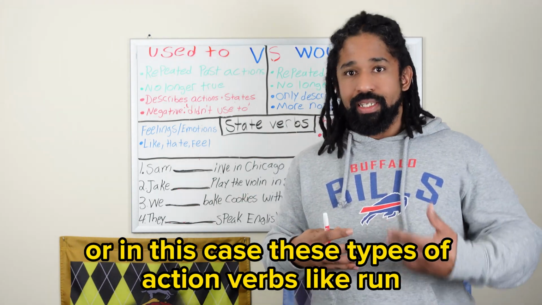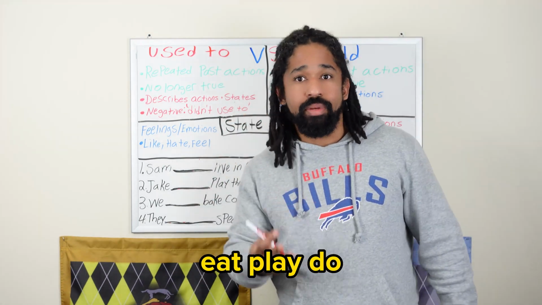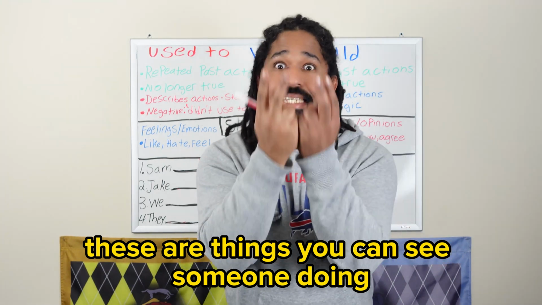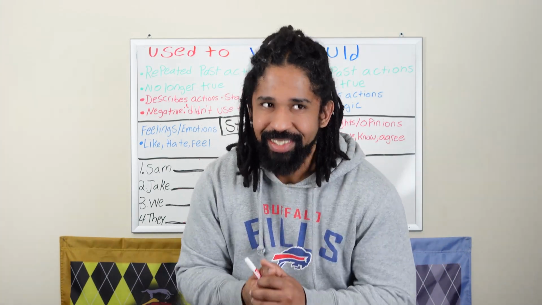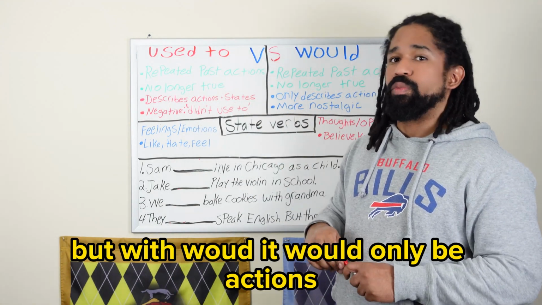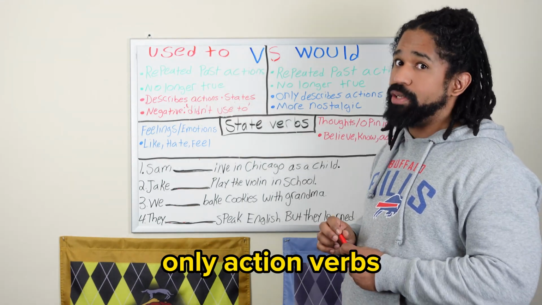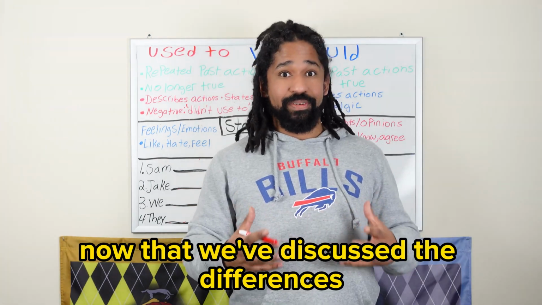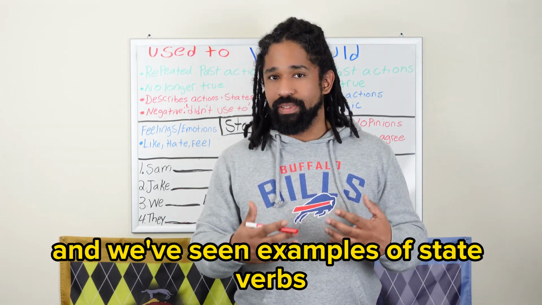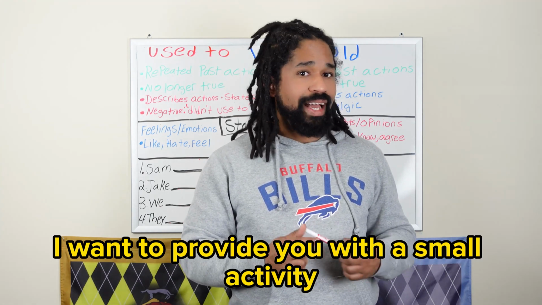Non-state verbs, or in this case, these types of action verbs like run, eat, play, do. These are things you can see someone doing. And therefore, we can use both used to and would. But with would, it would only be actions. Only action verbs. Now that we've discussed the differences between used to and would, and we've seen examples of state verbs, I want to provide you with a small activity.